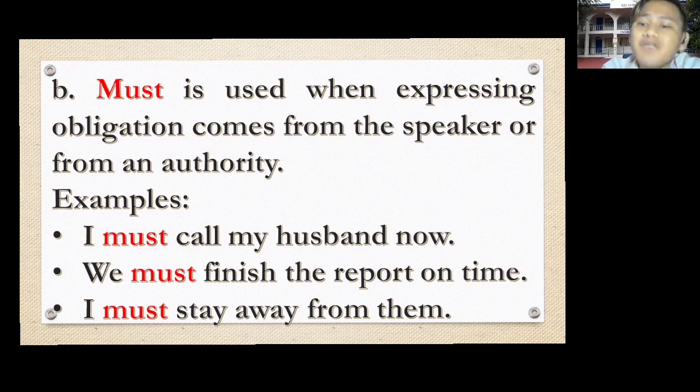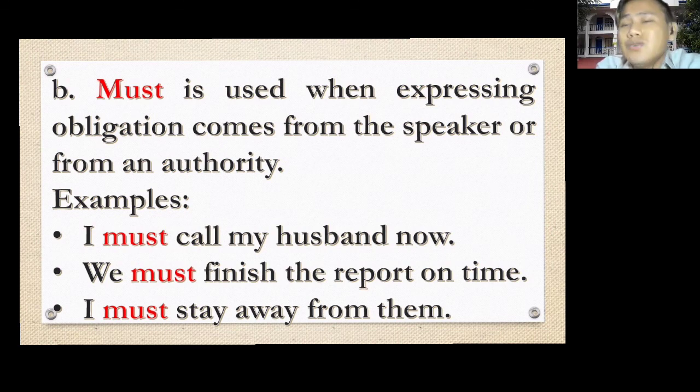Next is we must finish the report on time. Okay, so the obligation comes from the speaker, or I would say it is an authority, perhaps the leader in their group. They have to finish it or else they might get a low grade from their class. And lastly, I may stay away from them. Okay, so I would say that it is all about the speaker's decision that he wants to stay away from them, maybe because they are bad influence.